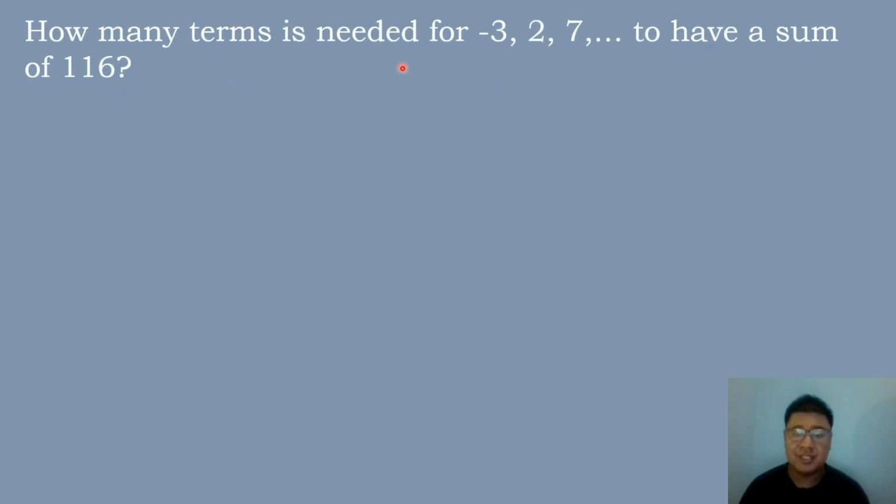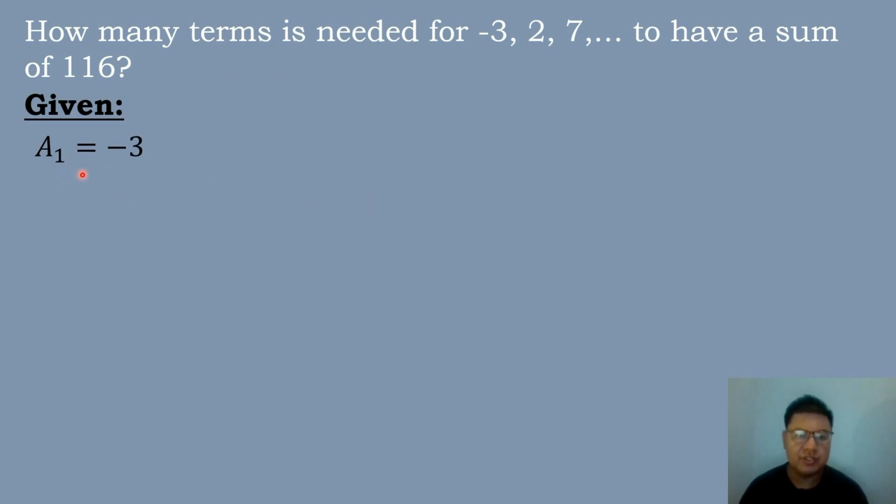So let's now have our last example. This time we will be solving for the value of n. How many terms are needed for -3, 2, 7 to have a sum of 116? So we will find the number of terms, that is n.